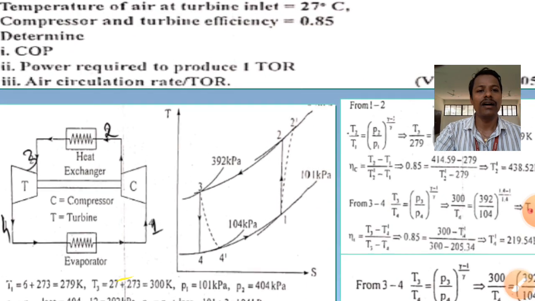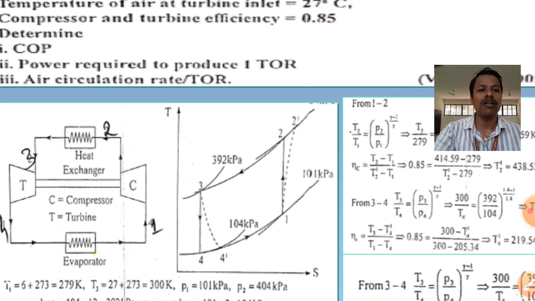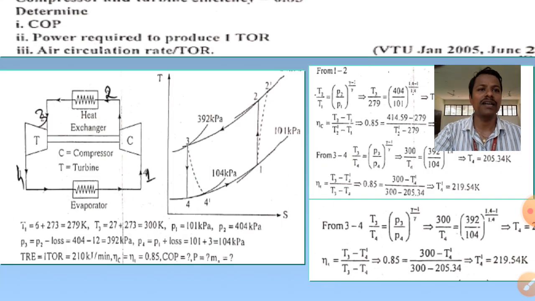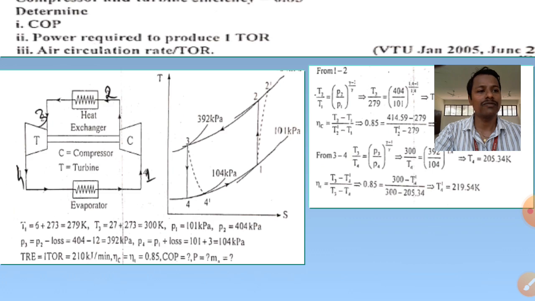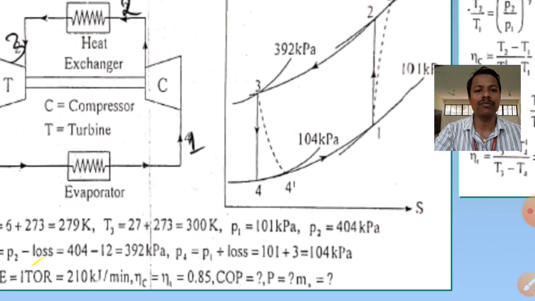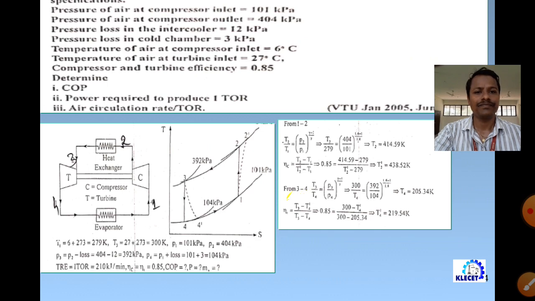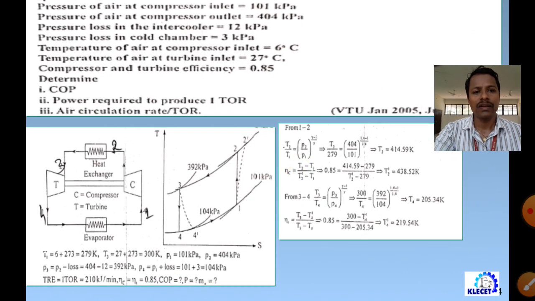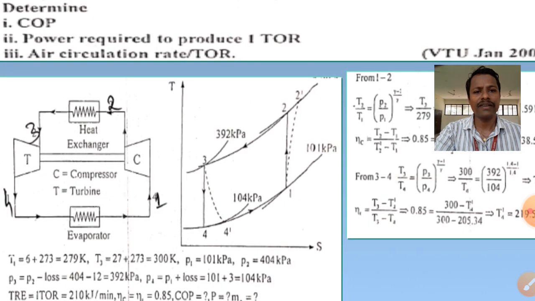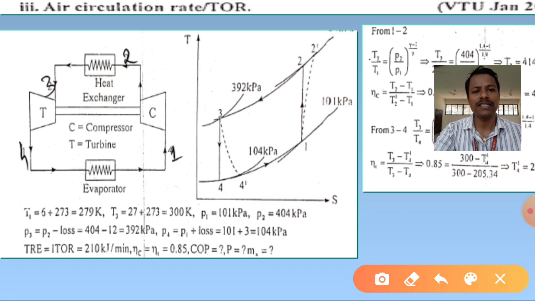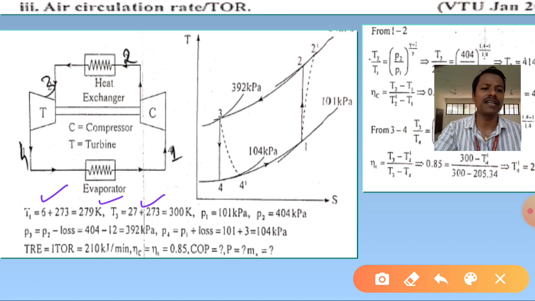So, here first let us draw the schematic diagram and TS diagram and write the given data. Writing the given data is very important for solving this problem. So, here we have the given data. T1 he has given as 6 degree Celsius, the temperature at inlet, 6 plus 273 is 279 Kelvin. T3 he has given as 27 degree Celsius, that is 300 Kelvin.